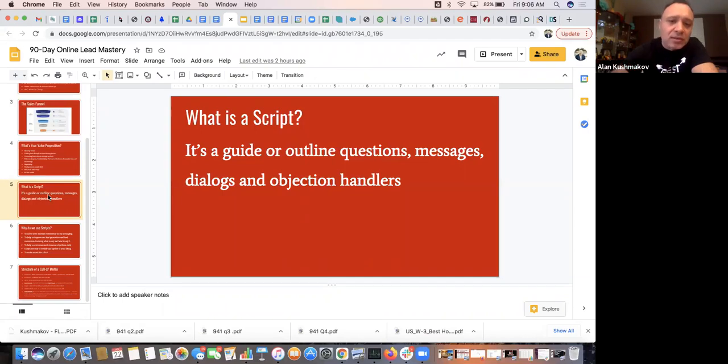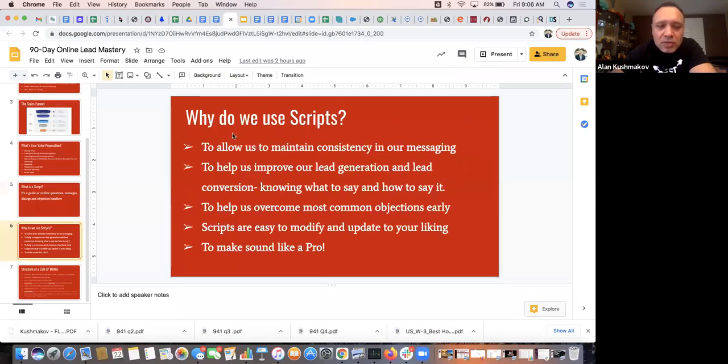The script is a guide or outline of questions, messages, and dialogues, as well as the objection handlers. Why do we use scripts? The reason we use scripts is it allows us to maintain consistency in our messaging, in our questioning. It also helps us improve our lead generation and, more importantly, lead conversion. Knowing what to say and how to say it is very important when you're communicating with buyers or sellers. It also helps us overcome the most common objections early in the process. Scripts are easy to modify and update to your liking.